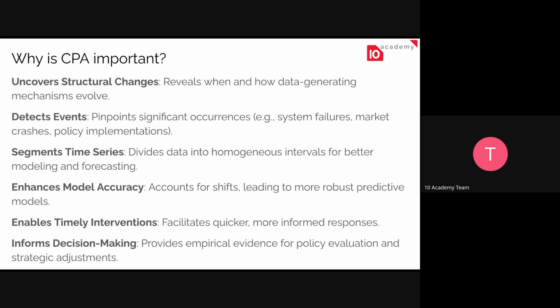So why is it important to use change point analysis? First, can change point analysis be applied to non-time series data? No, it has to be time series data, because how are you going to identify the change point, the location? Plus, what kind of data do you need?